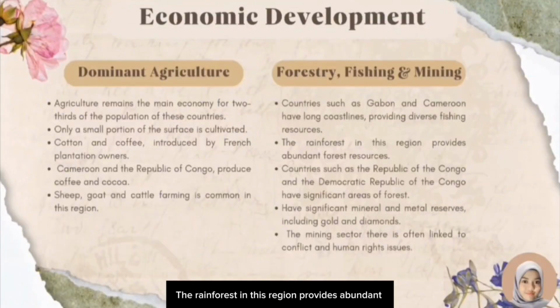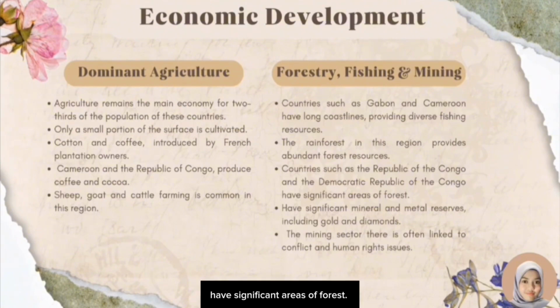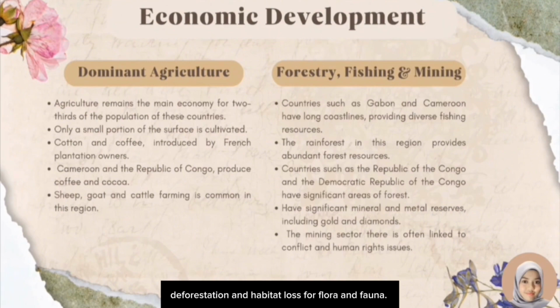The rainforest in this region provides abundant forest resources. Countries such as the Republic of the Congo and the Democratic Republic of the Congo have significant areas of forest. Unsustainable logging practices can cause deforestation and habitat loss for flora and fauna.